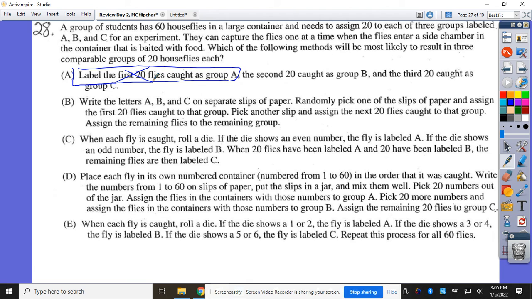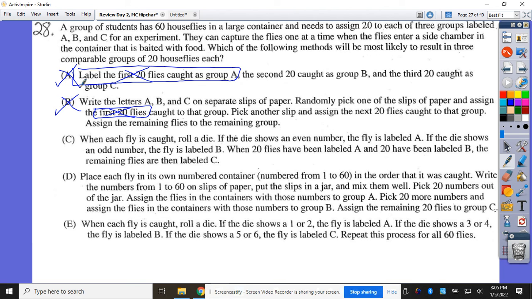Group B, write letters A, B, and C on separate slips of paper, randomly pick one of the slips of paper, and assign the first 20 flies caught to that group. Better or worse than A? Better, but not very good. Slightly better just because I don't know which one gets which group, but I'm still doing the first 20 flies, so that's still bad. It's just worded funny. Instead of the first flies definitely being A, I don't know which group the first 20 caught is.